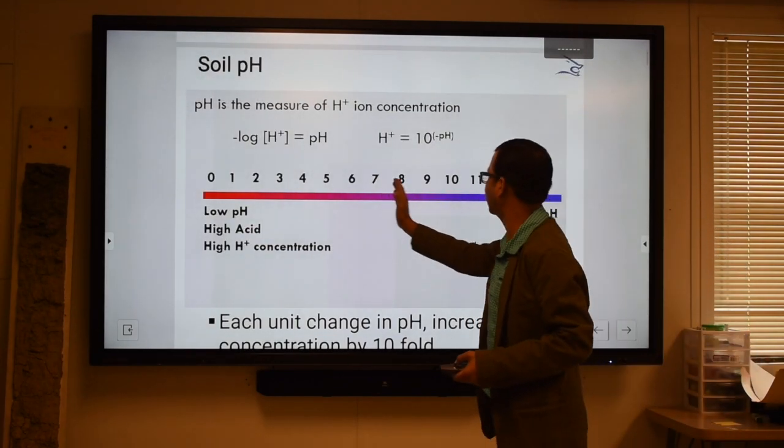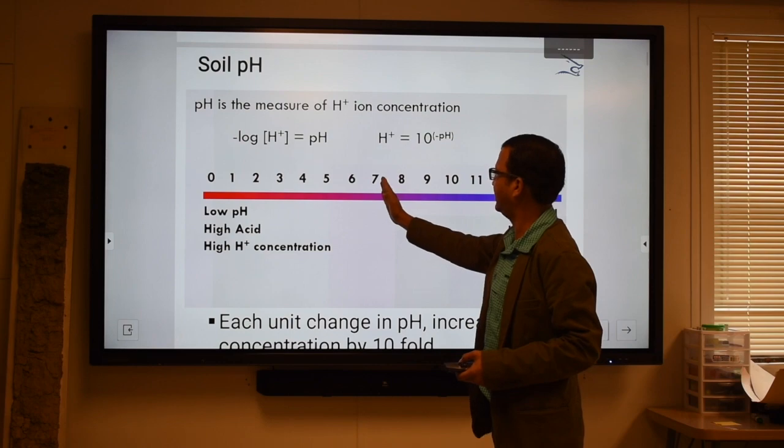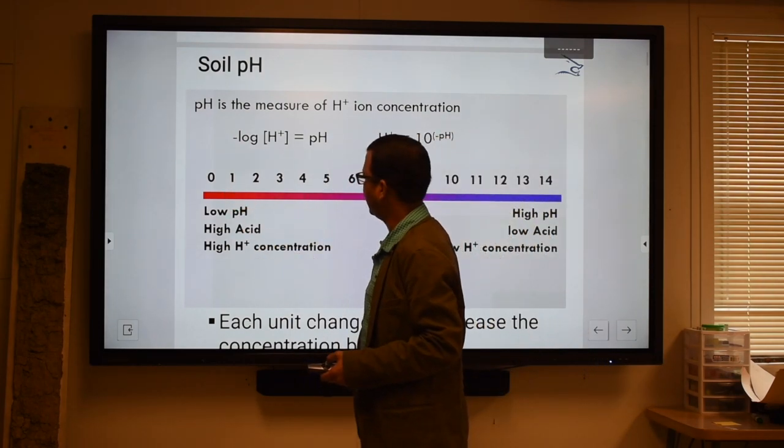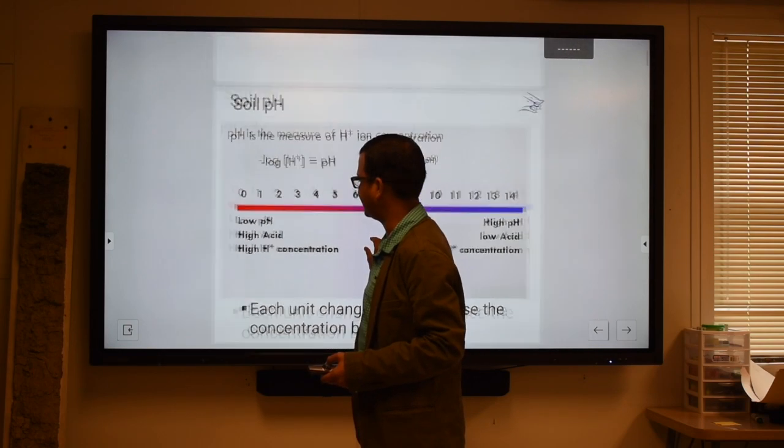We're going towards alkalinity in one direction, and in this direction we're going towards the acidity or acidic soils.